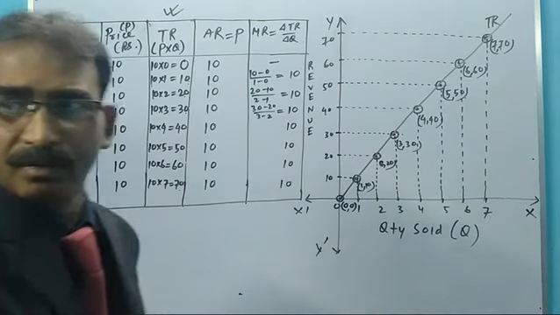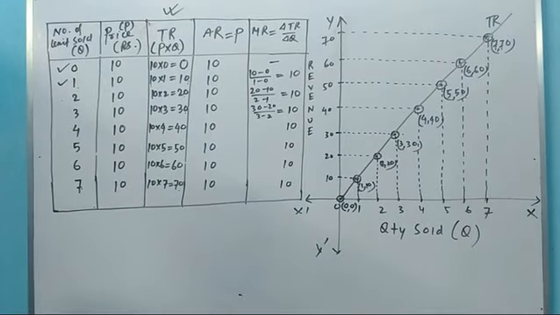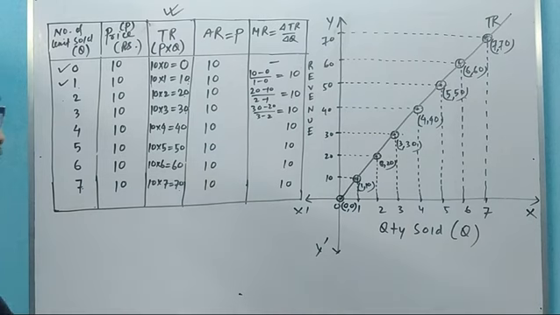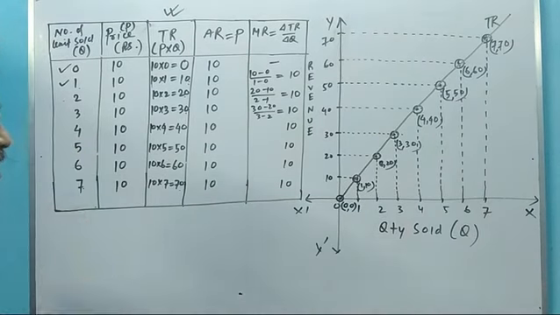So now if I join all these points, we can get the TR curve. Understand? So what is the nature of the TR curve? The TR curve starts from the origin and moves upward. In the case of a perfect competitive market, TR starts from origin and moves upward.